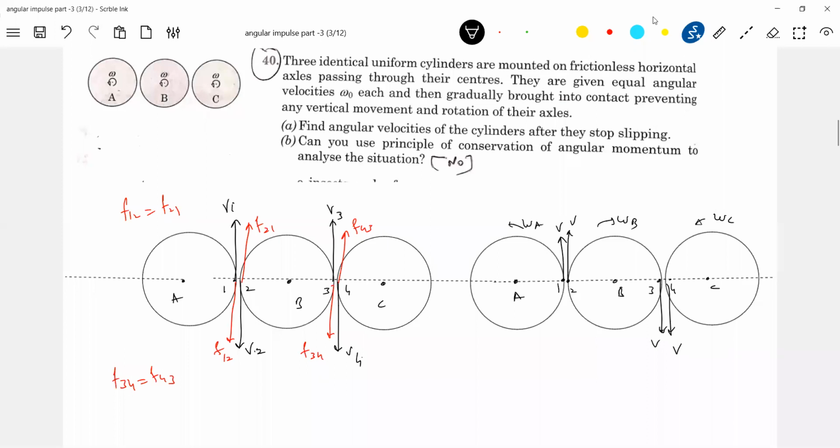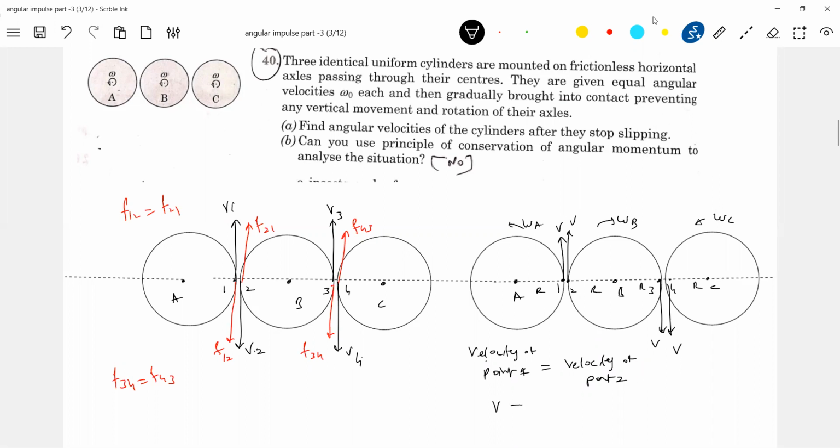Okay, what is our question? Find the angular velocity of cylinders after they stop sliding. Will they have same angular velocity, different angular velocity? Velocity of 1 should be equal to velocity of 2, and they're having same radius. The radii is same. So from here, v you can write as R omega at point 1, velocity of point 1, velocity of point 2.